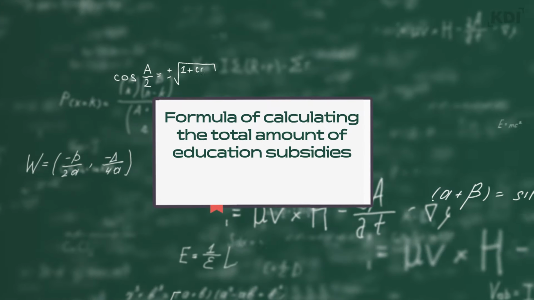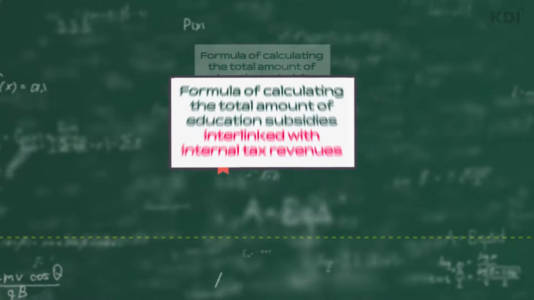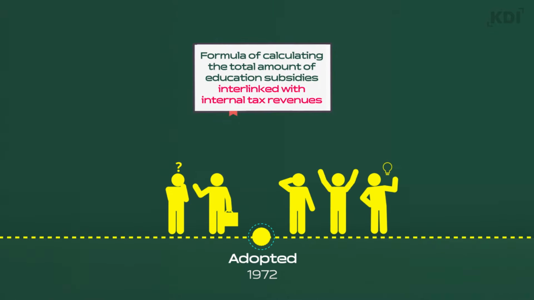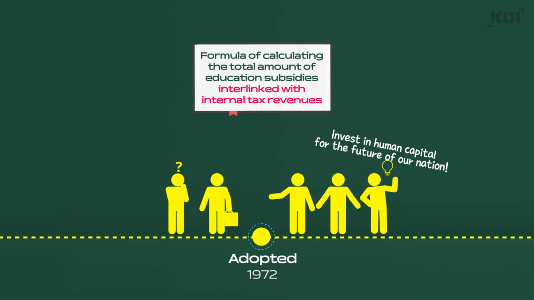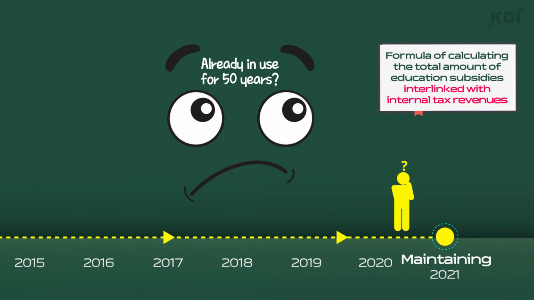The calculation formula of local education subsidies, interlinked with internal tax revenues, was first introduced in 1972, when the Korean population was on the rise with a key agenda of human capital development through education. And this formula is still in use today.